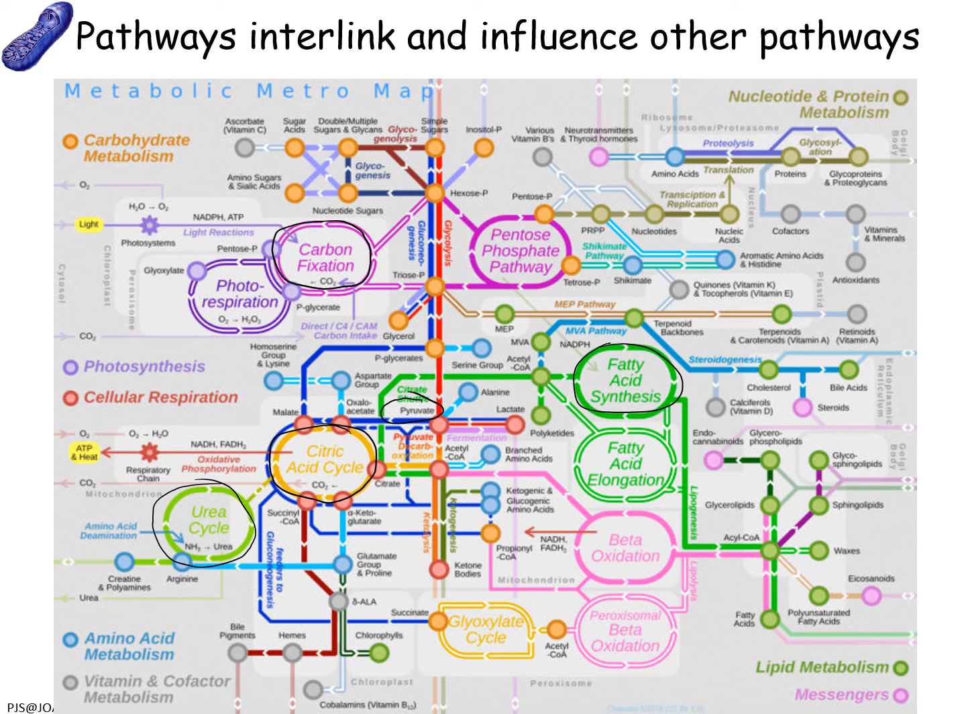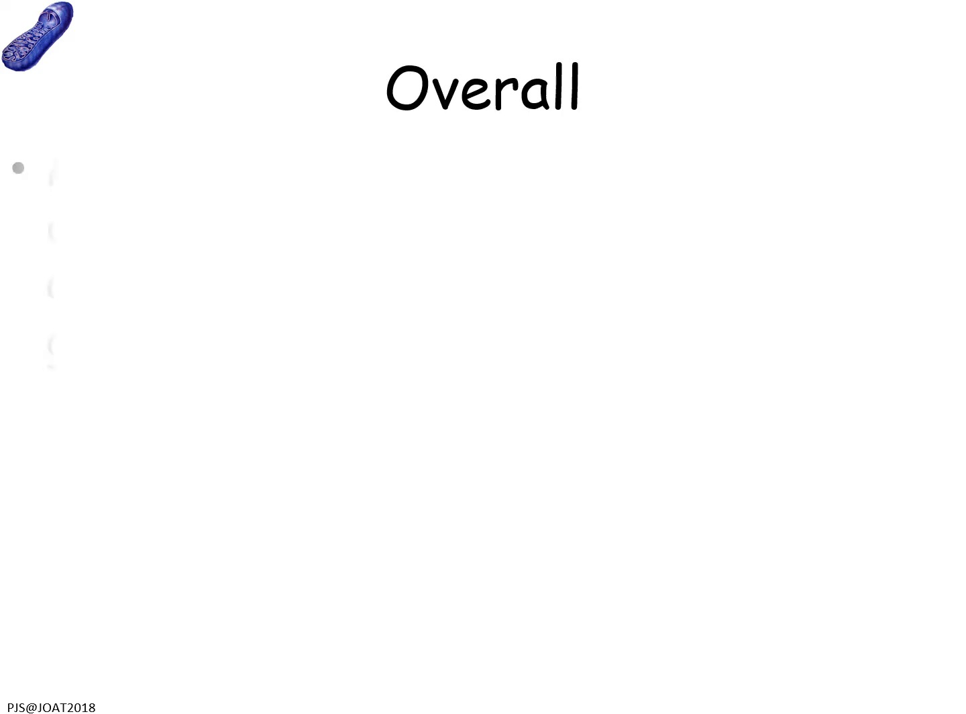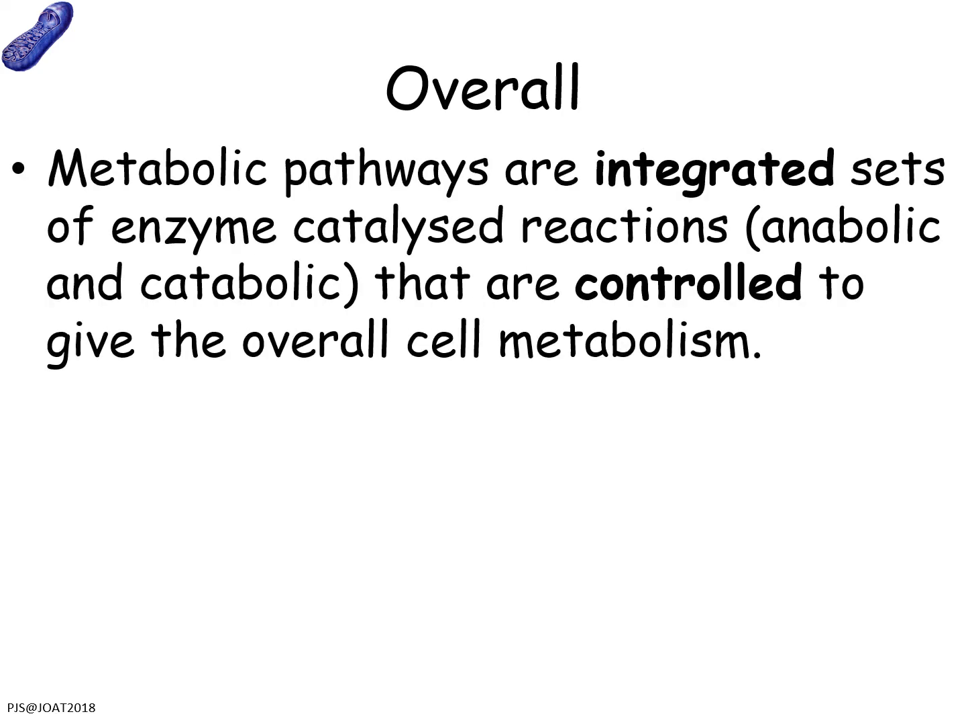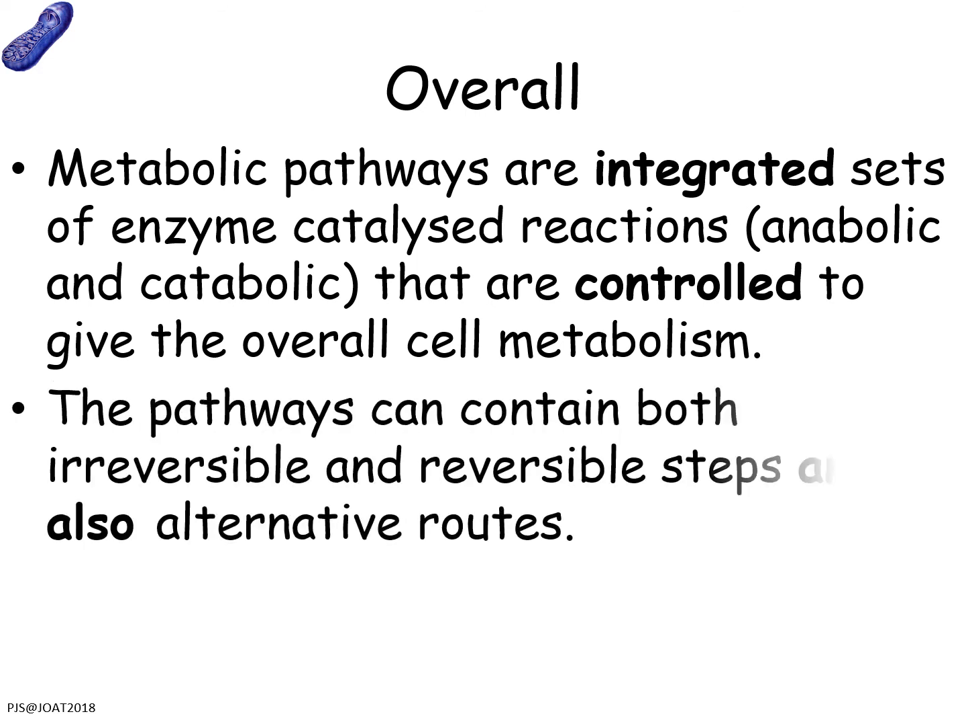Everything connects, everything has potential for control. They are integrated sets of enzyme catalyzed reactions. They will be anabolic and catabolic, and they're all controlled to give you the overall cell metabolism. If you're looking at the pathways, check for irreversible and reversible steps and look for alternative routes. All of these, again, give you potential control. And that's us.